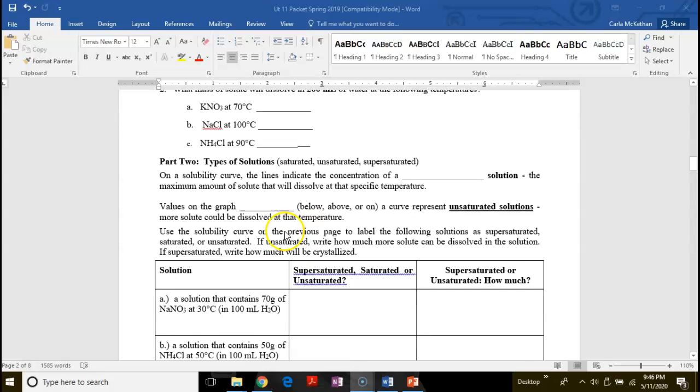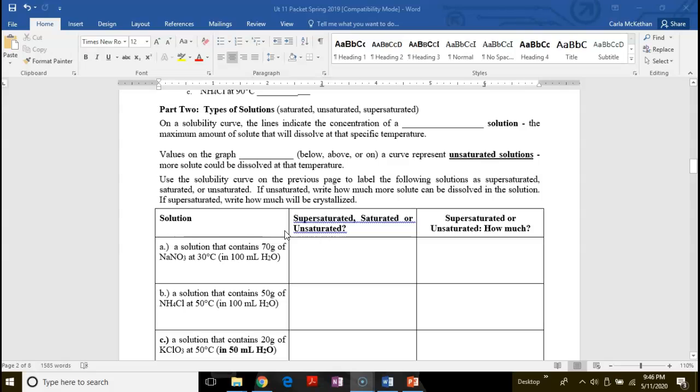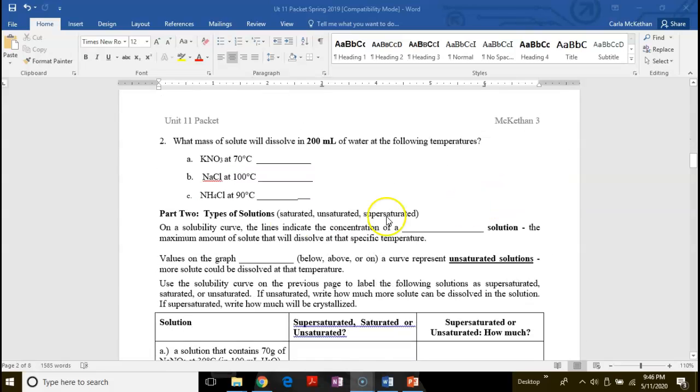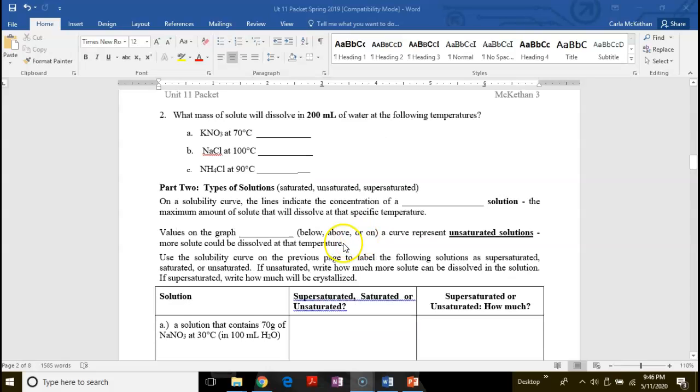Okay? Now, types of solutions. There are 3 types: saturated, unsaturated, and supersaturated. So on a solubility curve, the lines indicate the concentration of a saturated solution. So the lines that we went up to is its saturated mark. And the maximum amount of solid that will dissolve at that specific temperature. The values on the graph that are, and it says below, above, or on a curve, represents unsaturated solutions, so more solid can be dissolved at that temperature.